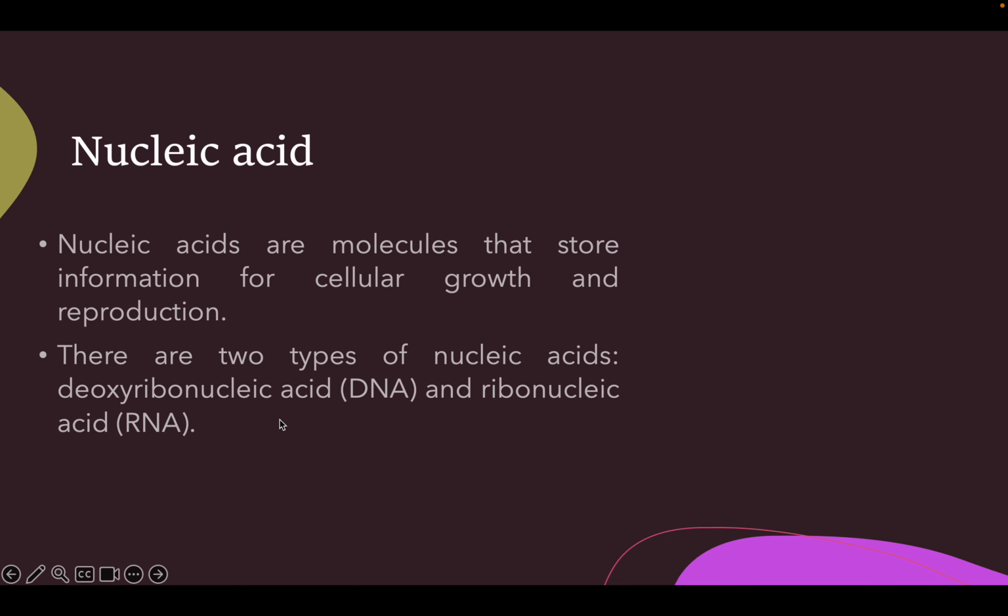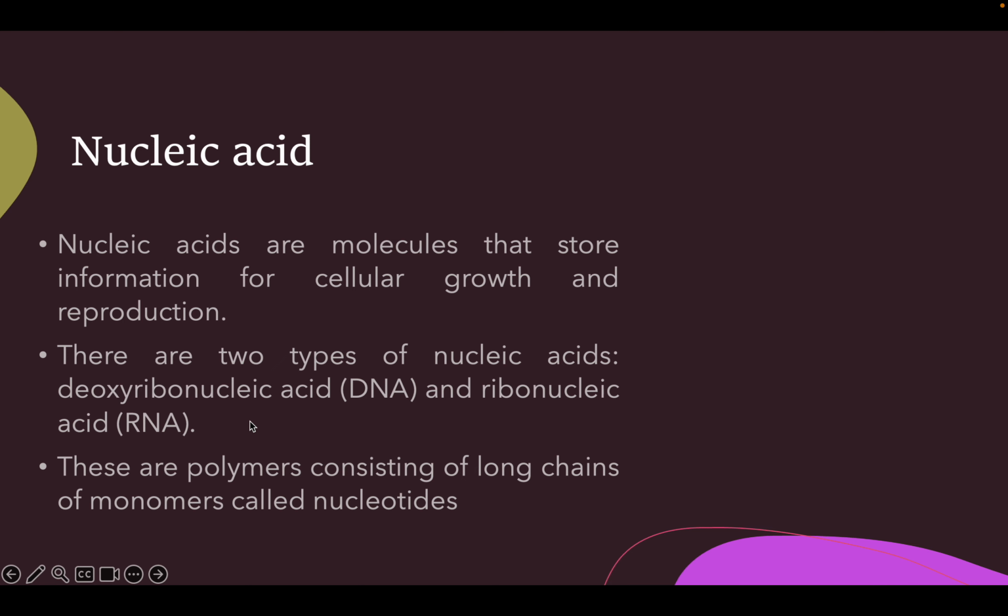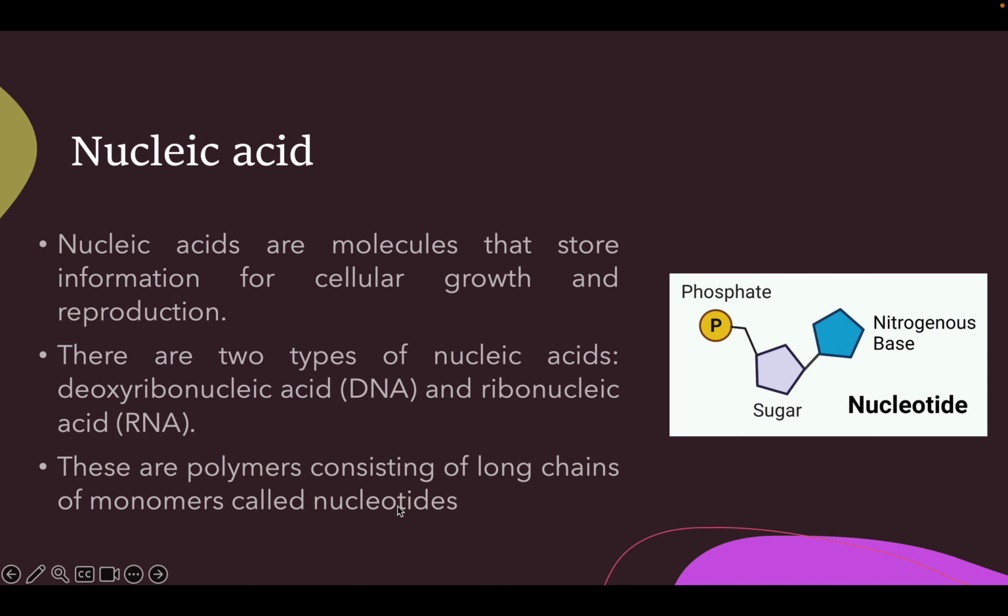And basically, there are two types of nucleic acid, the deoxyribonucleic acid, the DNA, and the ribonucleic acid. So the difference between both of them is the presence of the hydroxyl group in the ribonucleic acid and the absence from the deoxyribonucleic acid. And they are polymers, both of them consist of long chains of monomers, which are called nucleotides. So what is a nucleotide?